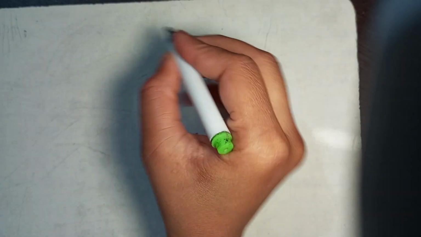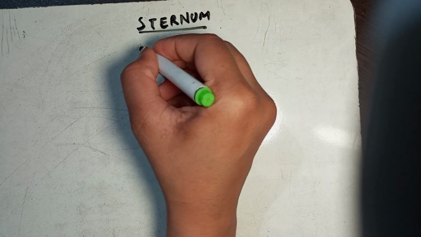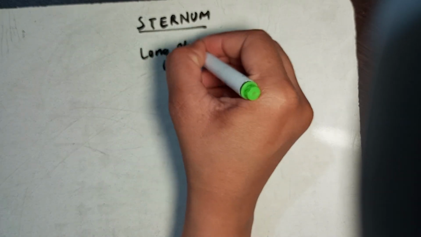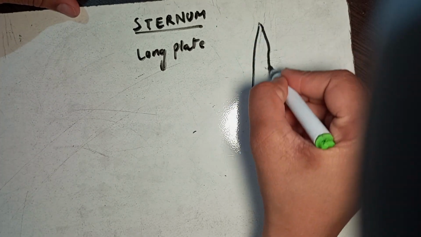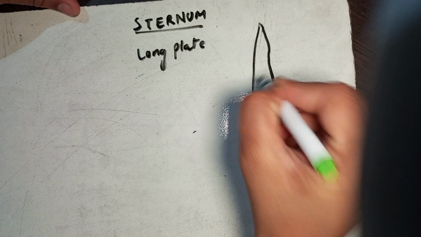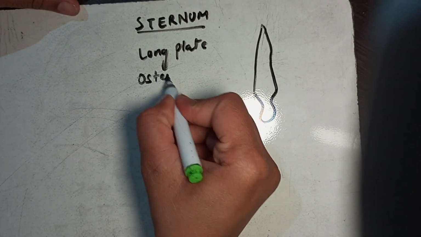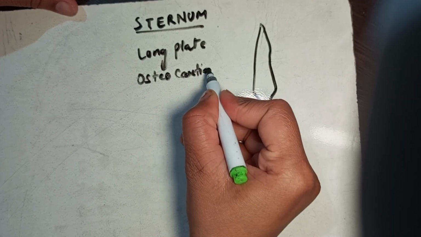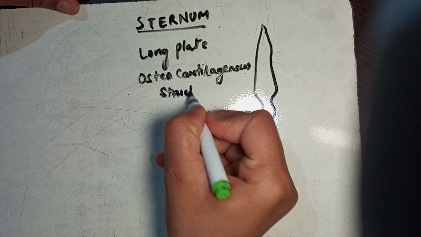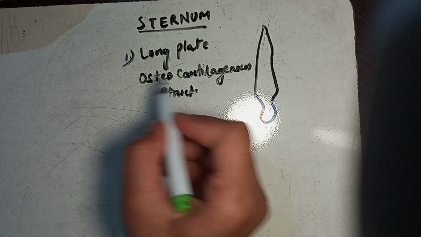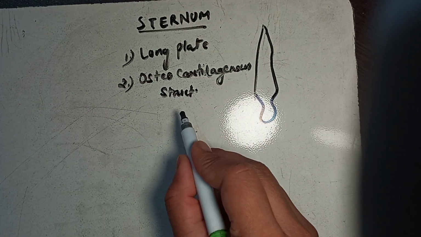Okay, so we are revising the sternum. Sternum is a long plate-like bone, like this. It is an osteocartilaginous structure. So the first point: sternum is a long plate-like bone and it is an osteocartilaginous structure.